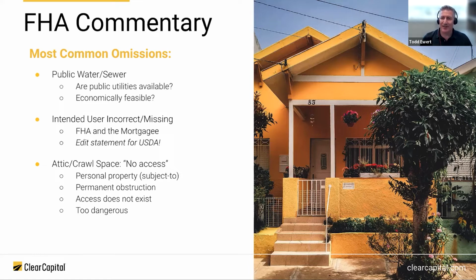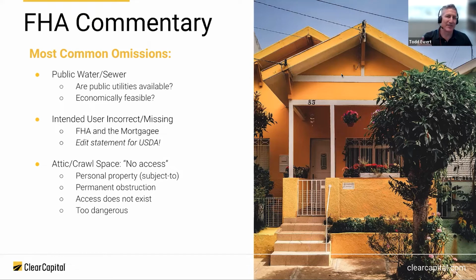So we'll begin with public water and sewer. If a subject property is on private utilities, the lender is always going to want to know whether public utilities are available. Now, if the answer is no, that pretty much solves that problem. But if the answer is yes, there's going to be a follow-up question, which is, are public utilities available? And is it economically feasible for the subject property to hook up to them? Now, the expectation is not, of course, that suddenly appraisers become experts in the cost to hook up to utilities, but as much information as can be provided would really help that reviewer or underwriter make that lending decision.